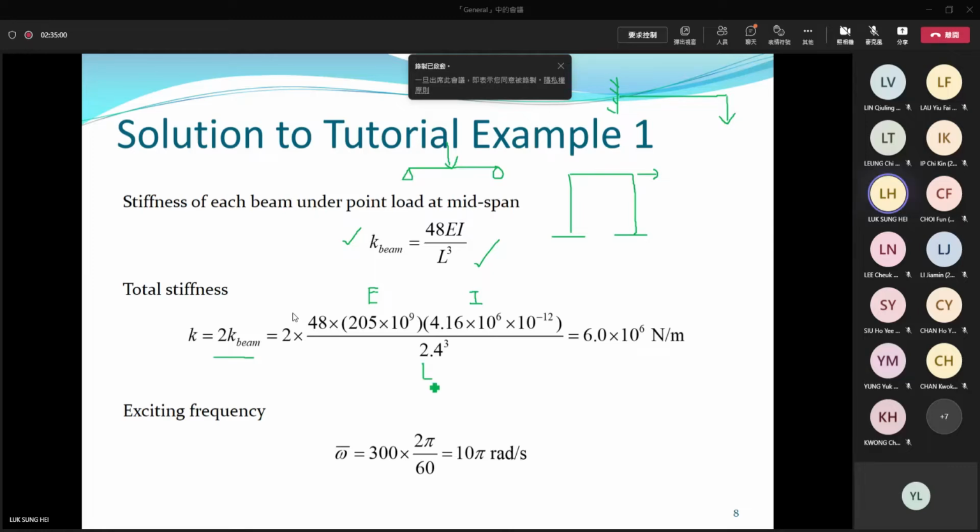Then you can get the total stiffness, 6 times 10 to the power 6 Newton per meter. Here I use the standard unit, Newton per meter. You may apply different units if you like. Some people may let you use kilonewton. Some would like to use millimeter. Up to you.